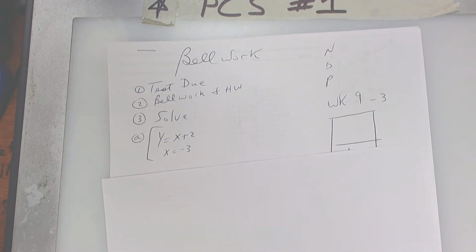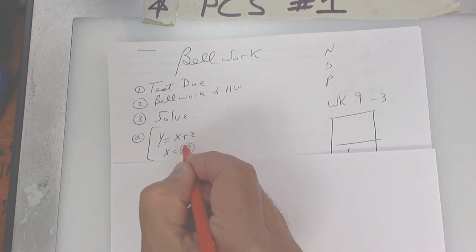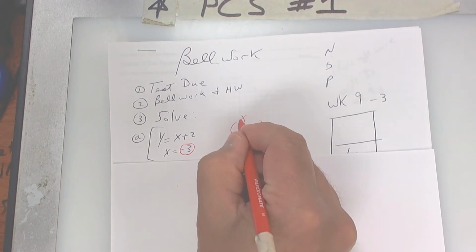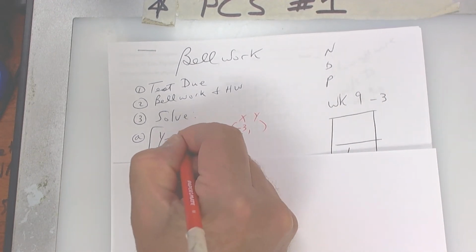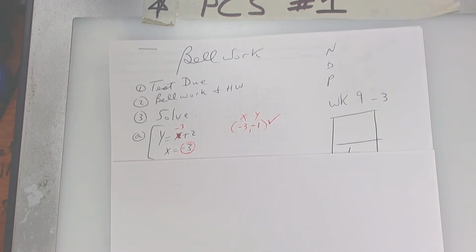Solve these systems of equations. Here's how you do it. Since you already have x by itself, that is one of the answers. So x is -3. Now you're going to plug it in right here. So -3 plus 2 is -1, and you're done. That's the easiest one you're going to get.